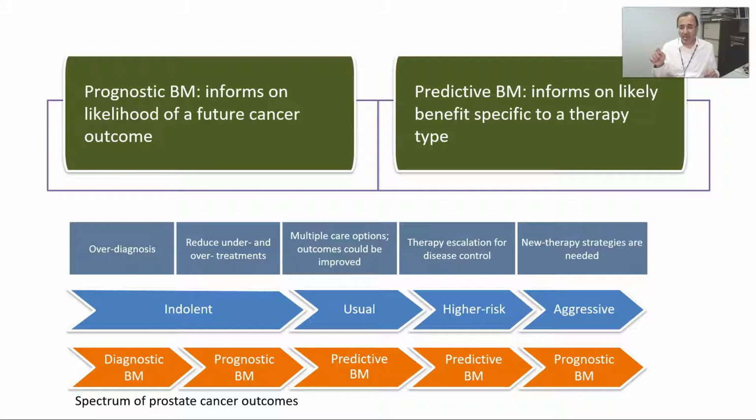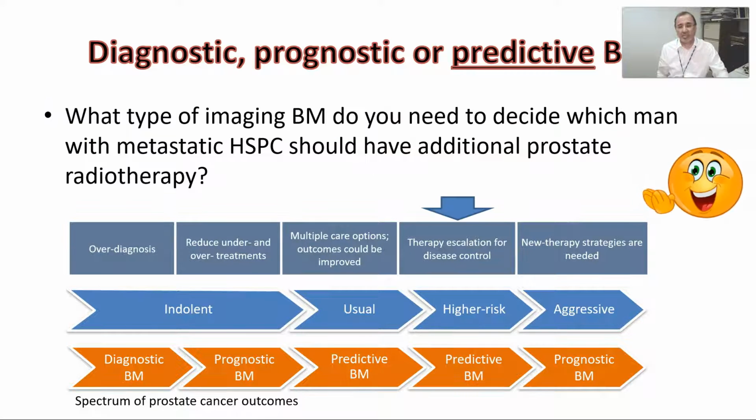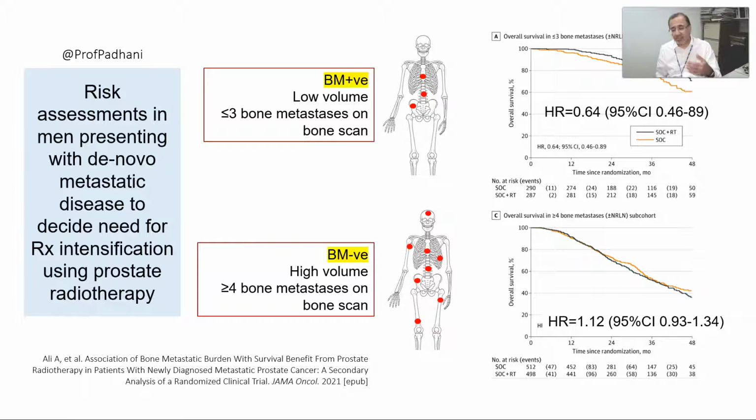Remember, a predictive biomarker informs on the likely specific benefit to a therapy type. So we're talking about escalating treatment to the prostate in this particular instance. So you need a predictive biomarker. And it turns out that the number of lesions on a bone scan is predictive of overall survival.